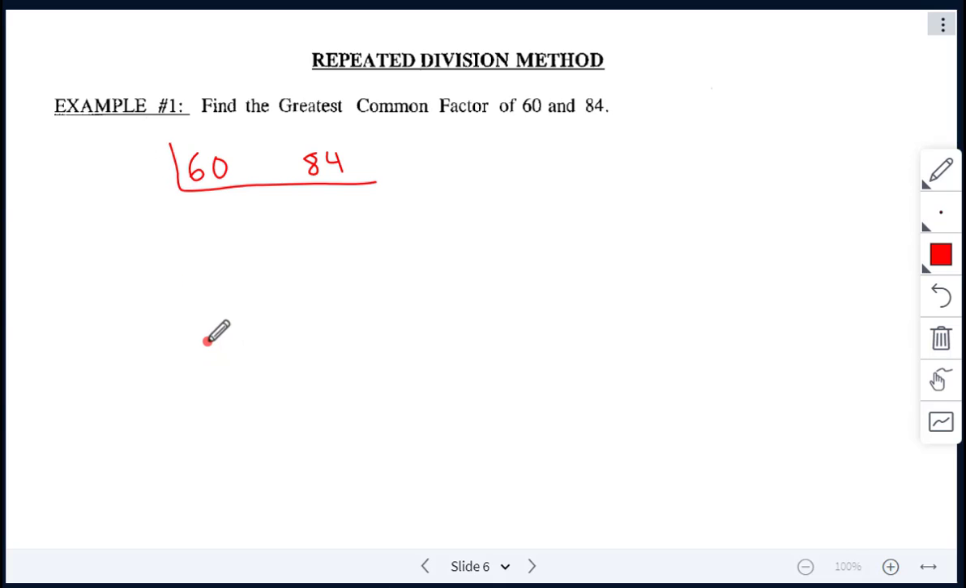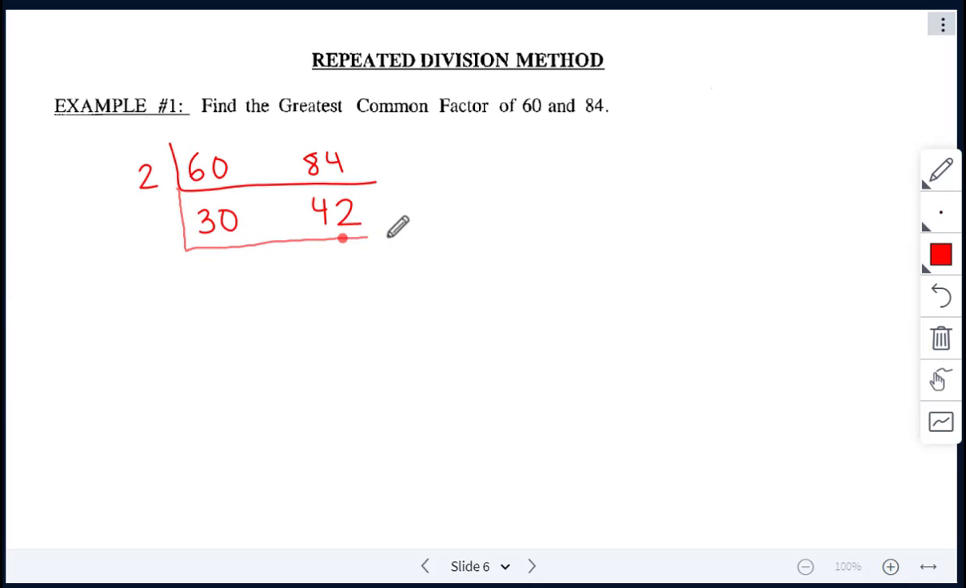And what we want to do now is find factors on the left. It has to be a prime number, and it has to be a common factor of both numbers. So looking at 60 and 84, I'm just going to use 2 because they're both even numbers. So start by dividing by 2. 60 divided by 2 gives me 30, and 84 divided by 2 gives me 42.